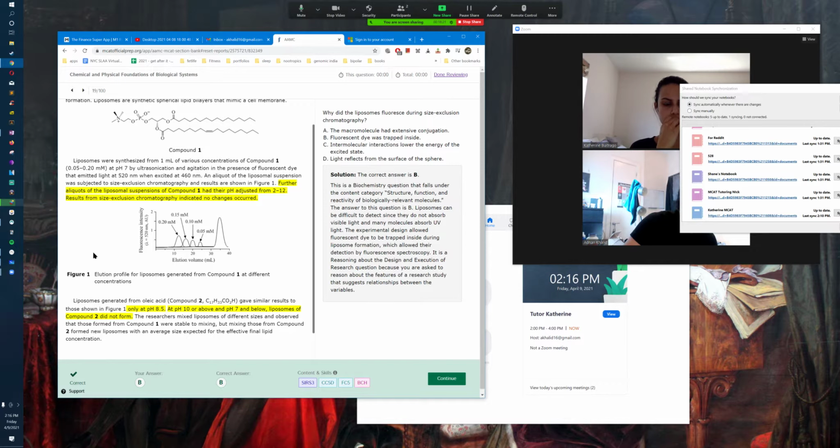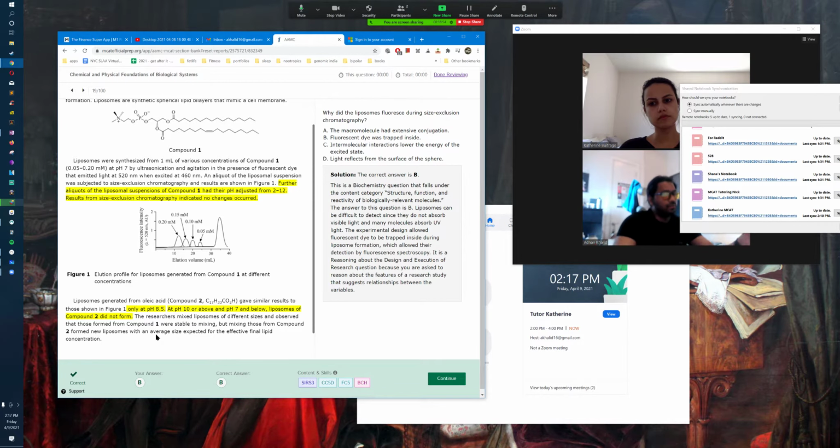At pH of 10 or above and 7 and below, liposomes did not form. So maybe I'll write something like this: compound 2 did not form liposomes at pH less than 7 and pH greater than 10.